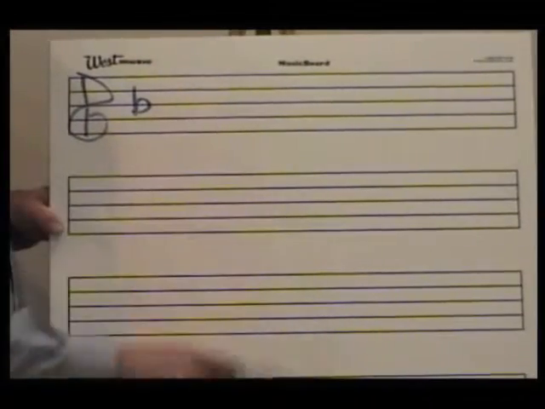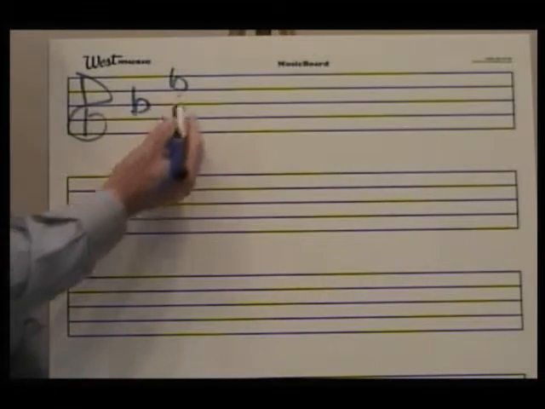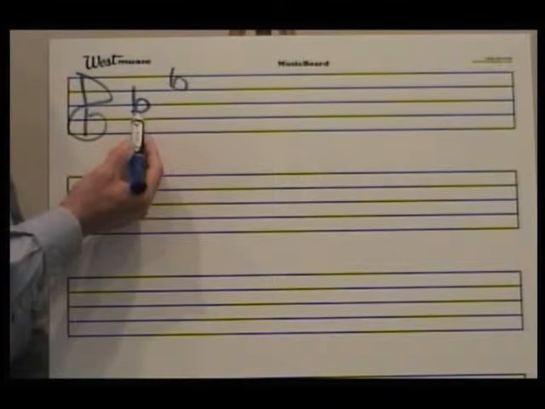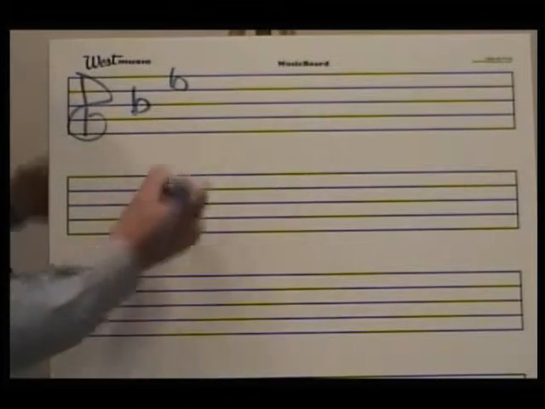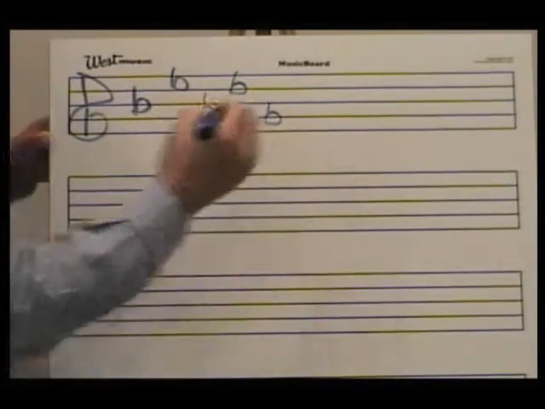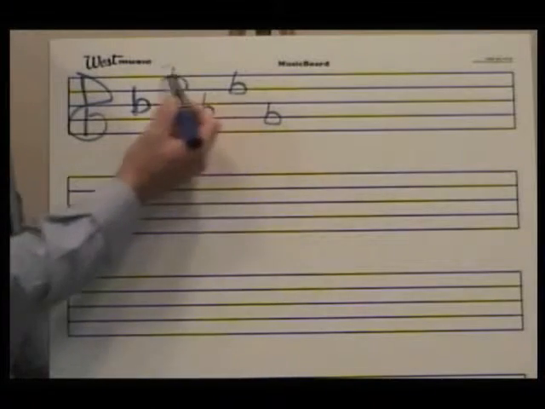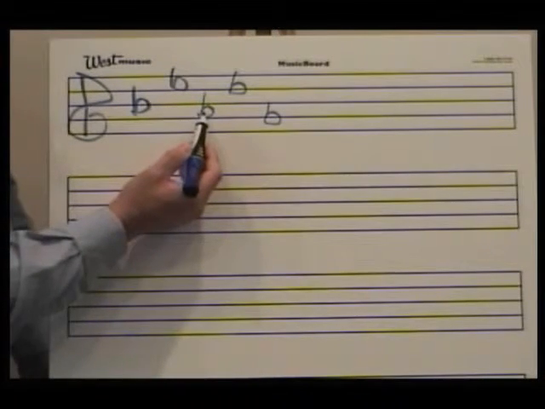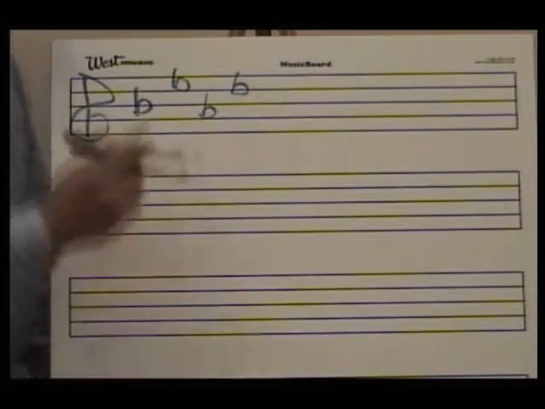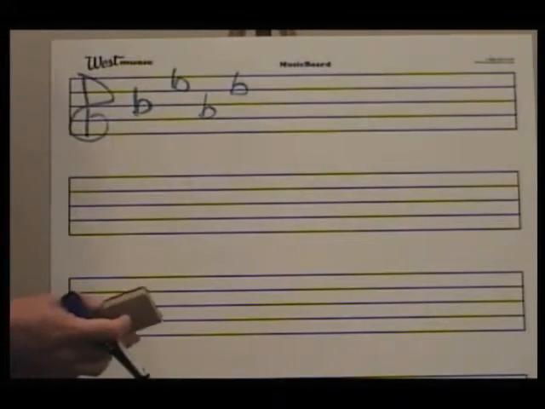If I take away just one of these flats, now I have 2 flats. The next to last flat names the key. This flat is B flat. I'm in the key of B flat. The next to last flat names the key. D flat, I'm in the key of D flat. A flat, I'm in the key of A flat. That's how that works. Those are the easy ways to remember the sharp and flat keys.